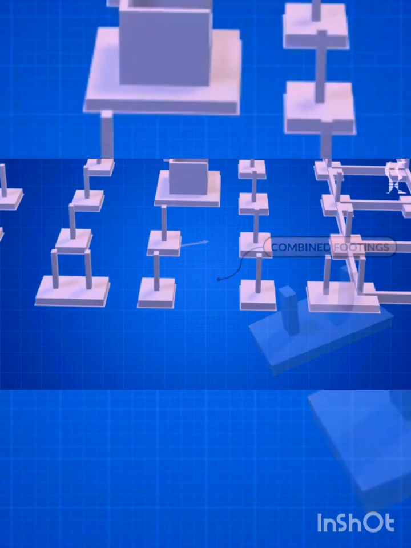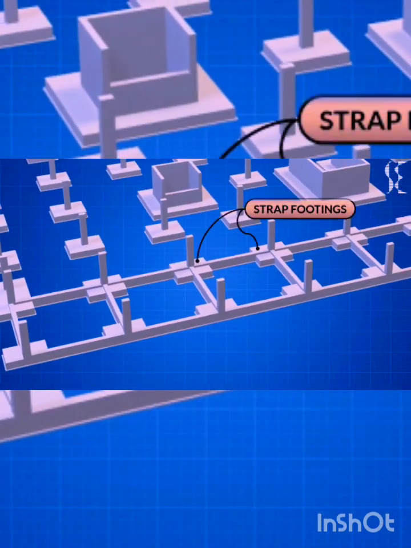Next we'll look at strap footings. When two isolated footings are combined by a beam with a view to share loads of both columns, it is known as strap footings. The connection beam is designated as strap beam. These footings are required if loads are heavy on columns and the area of foundations are not overlapping with each other.